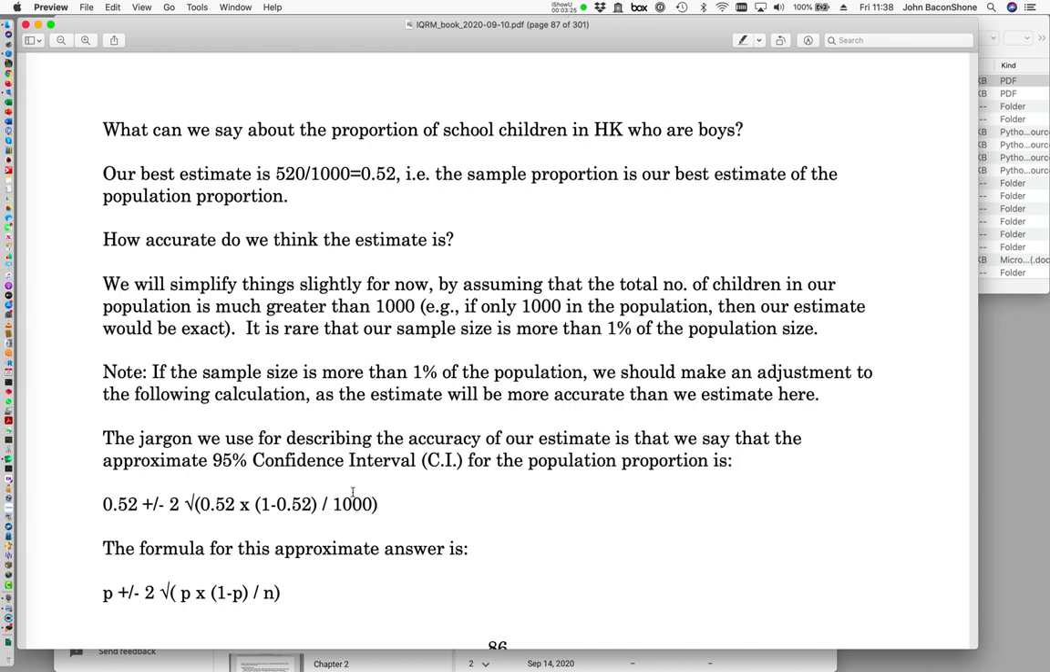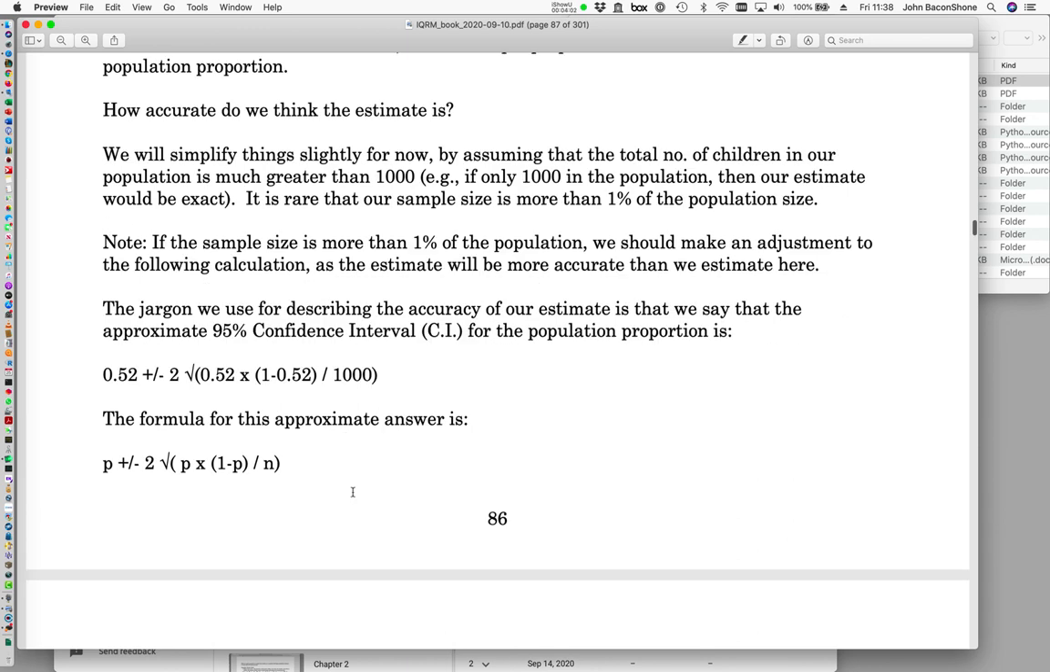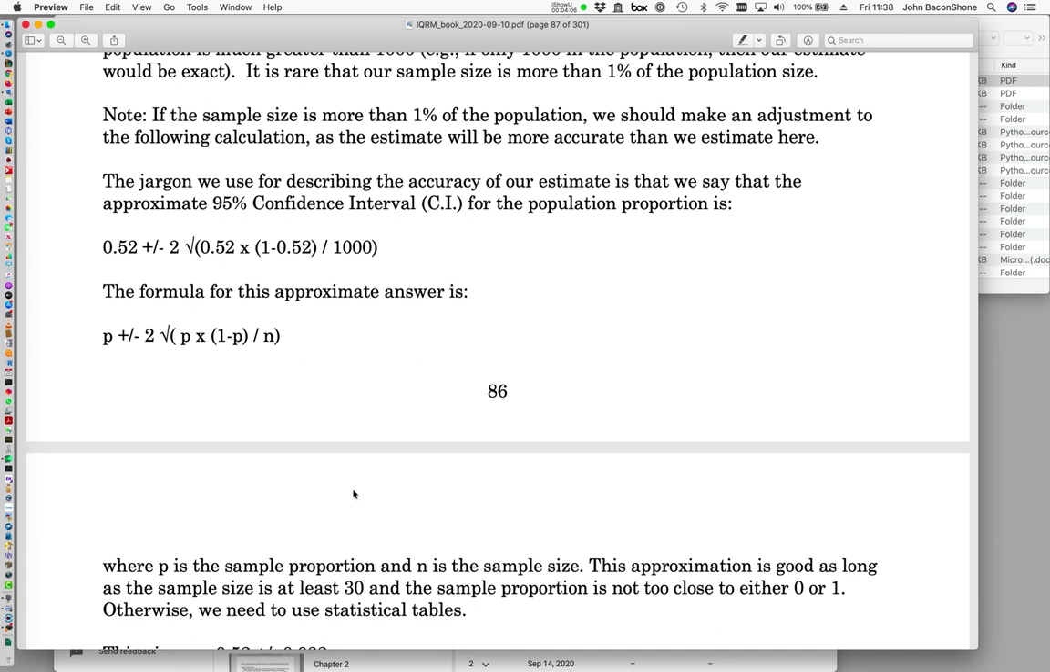So the jargon we use for describing the accuracy of our estimate is we say that the approximate 95% confidence interval for the population proportion is 52% plus or minus twice the square root of 52% times 48% over 1,000. So in other words, the formula for this approximate answer is p plus or minus 2 times the square root of p times 1 minus p over n, where p is the sample proportion and n is the sample size. So this approximation is quite good as long as the sample size is not too small, meaning the sample size is at least 30 is usually our rule of thumb, and that the sample proportion is not too close to either 0 or 1. Otherwise, we need to use more exact methods that we will talk about later.